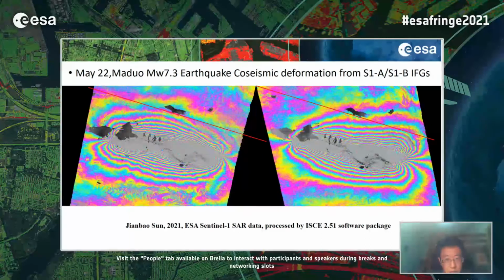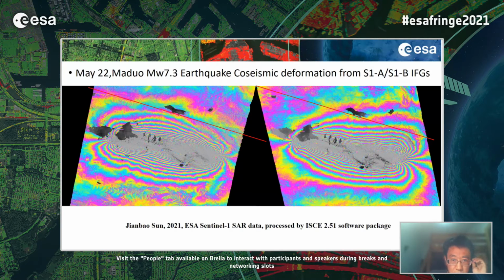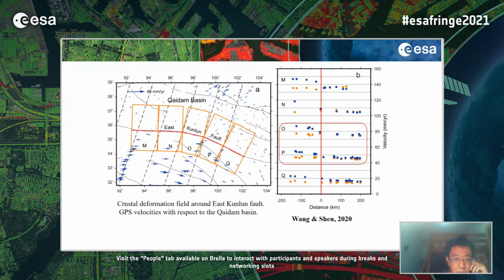This is the coseismic deformation from the InSAR deformation detection of the earthquake. You can see very clearly that it is a coseismic deformation, but the big fault, the Kunlun fault, is the red line. So the earthquake fault is not on the Kunlun fault, but it is very close to it.